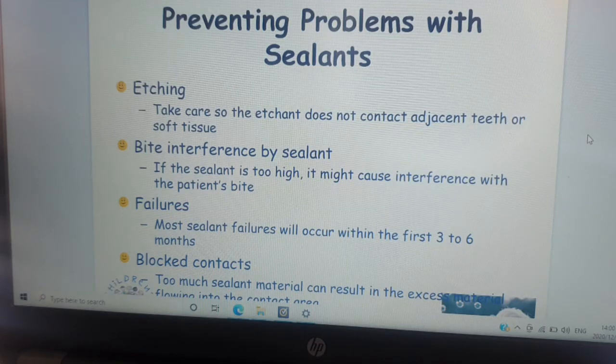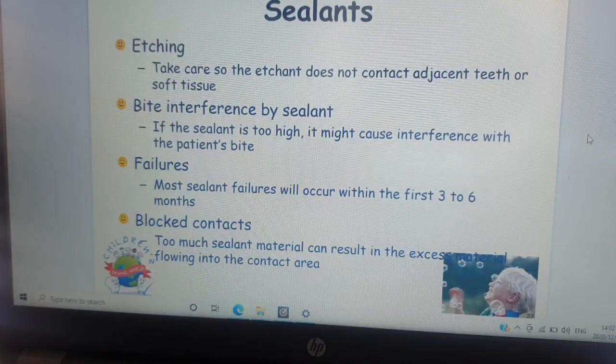Sealants should always be examined carefully at routine checkups. As your slide also mentions, there could be bite interference in instances where the sealant is too high. It is very important that after the sealant is placed, we check the bite once we are done. If it is too high, make use of a burr, be it a diamond burr or sometimes even finishing burrs, depending on the dentist, to reduce the height of the sealant and clear the bite.